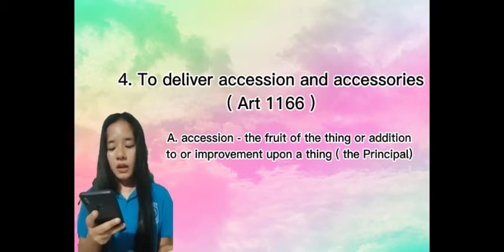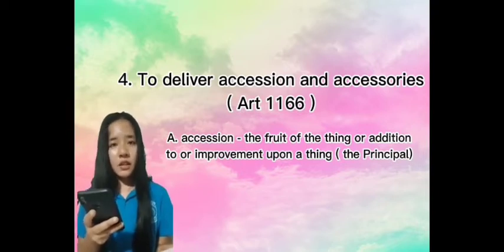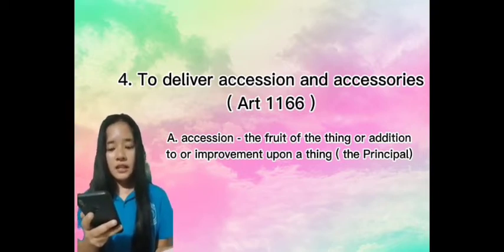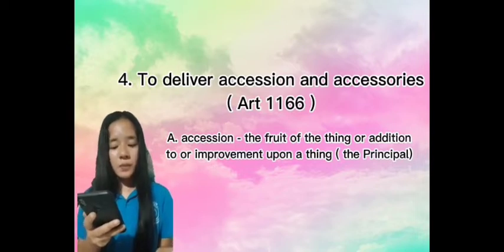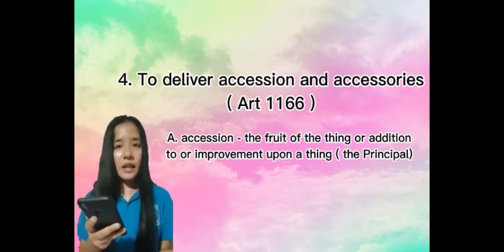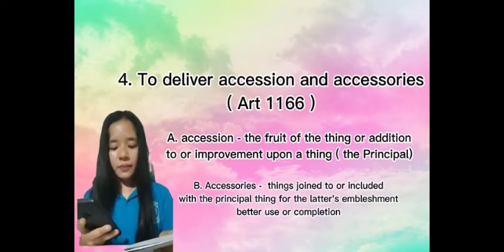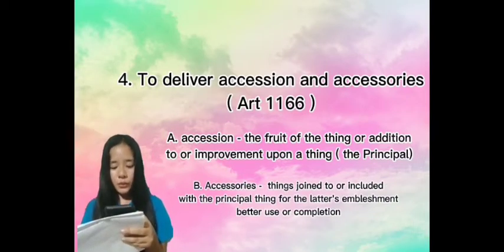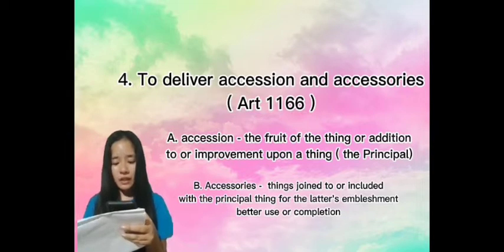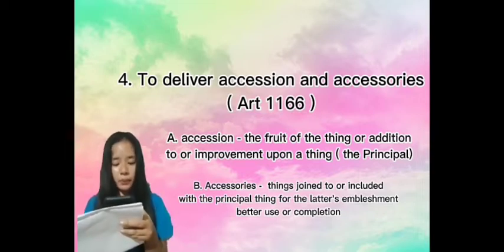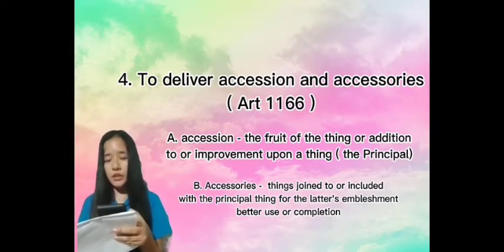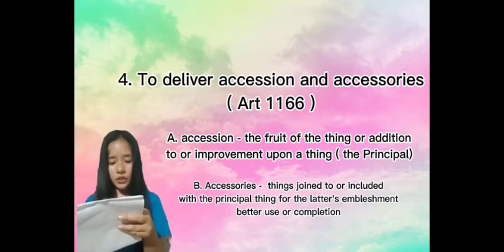Accession continua includes both accession natural and accession industrial, in which one builds, plants, or sows on the land of the landowner. B. Accessories: things joined to or included with the principal thing for the latter's embellishment, better use, or completion.